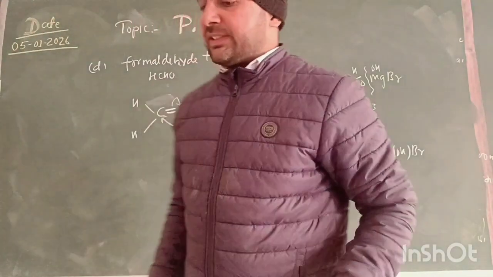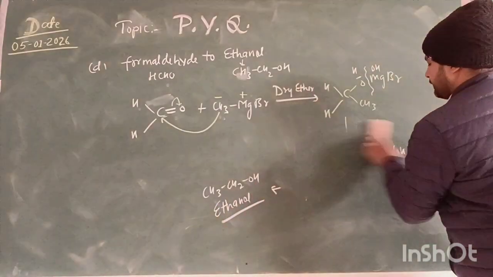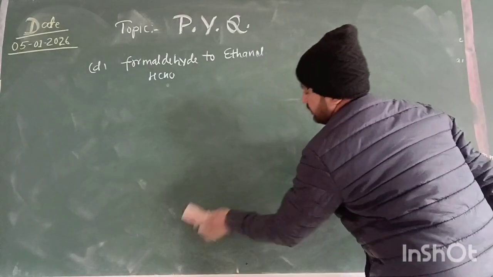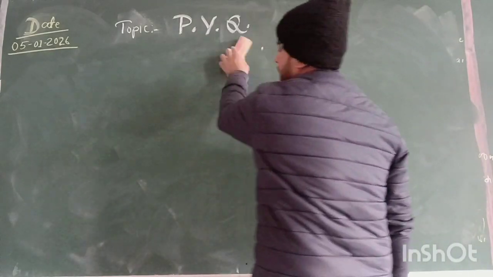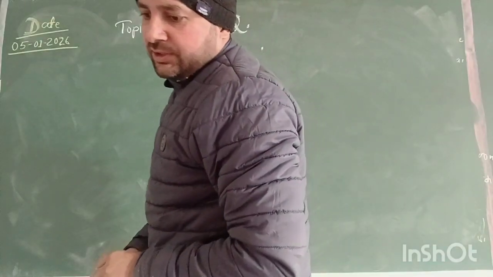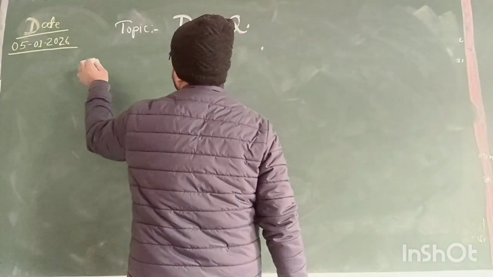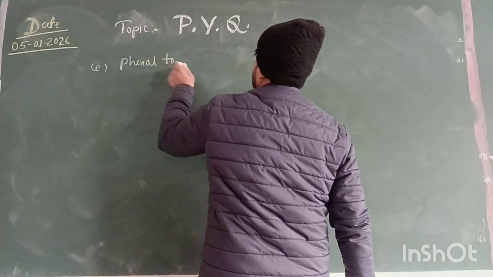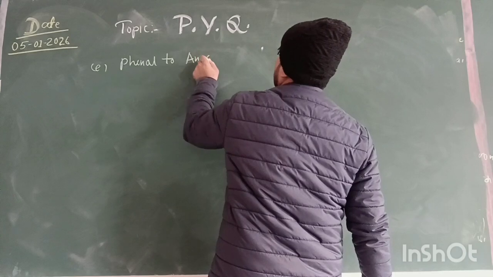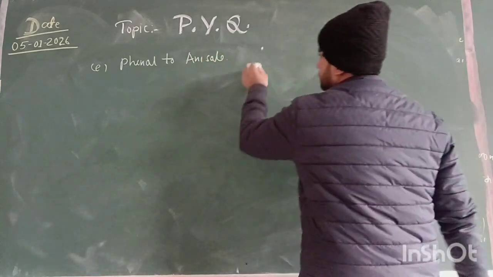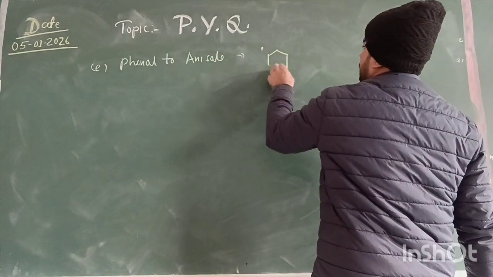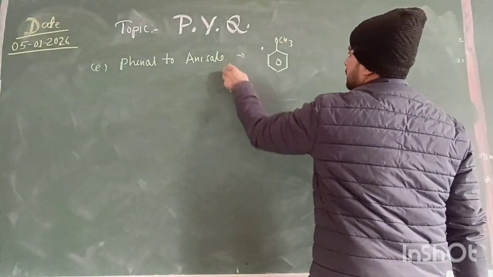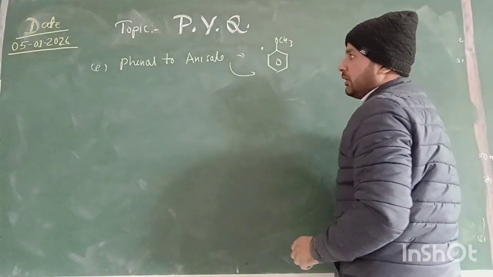Now we will discuss our next question, which is phenol to anisole. Phenol, I think you all know. Anisole is like this one. If you put an OCH3 group on the benzene ring, it is known as anisole. So how can we convert phenol to anisole?